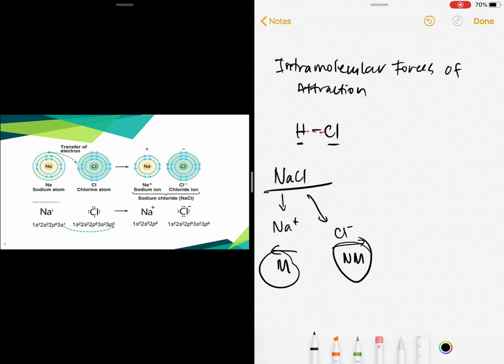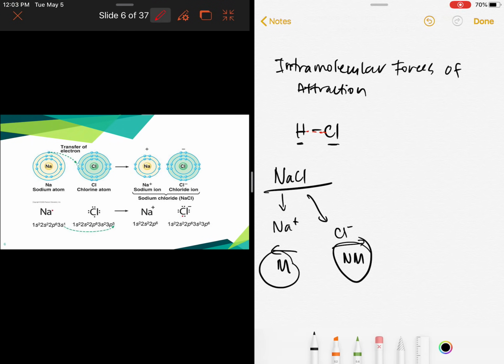So, sabi kasi natin, pag ionic bonding, there is transfer of electrons. So, if you do the electron configuration for sodium, the valence electron of sodium is 1. So, I'll just write here valence electron 1. Kapag naman si chlorine atom, ang valence electron niya is 7. Ayan.